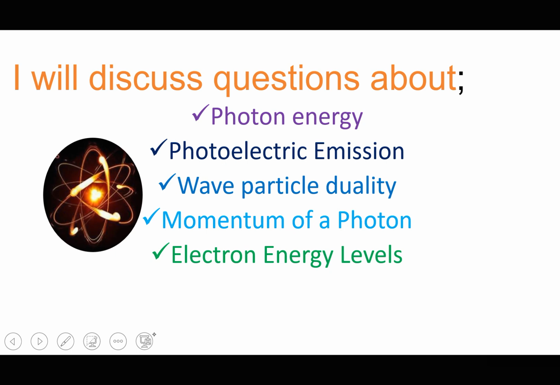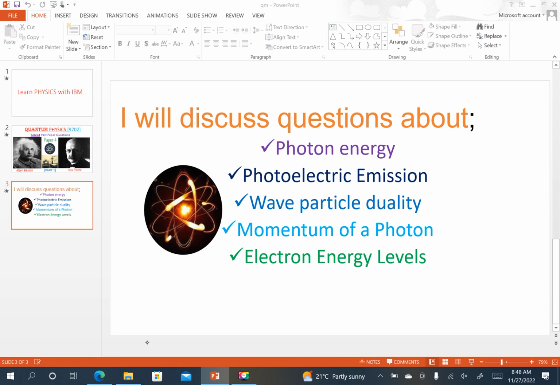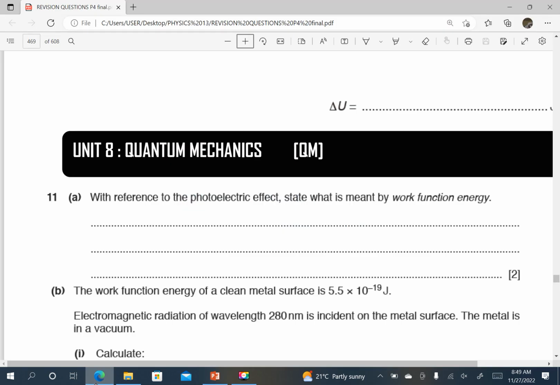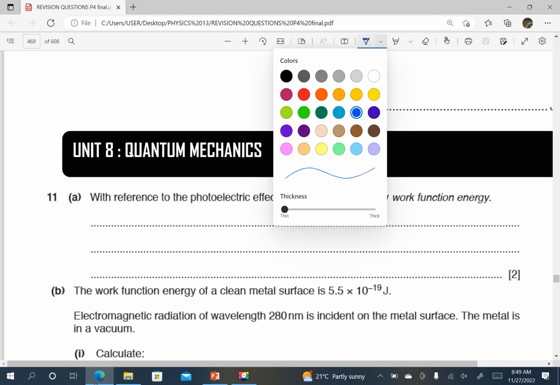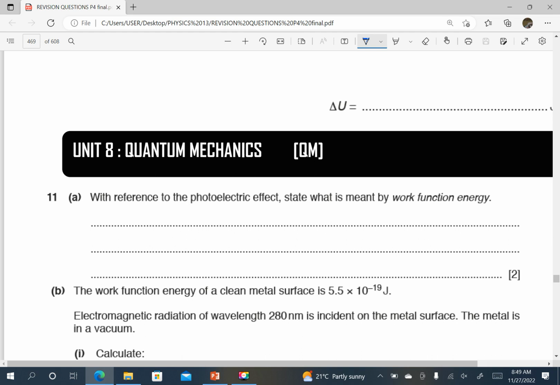Straight away, let's go to the past paper questions. Here we are on quantum physics. Quantum physics, you can call it quantum mechanics. So we have started the questions. Without wasting much time, let us start. So I will select my pen. Number 1. With reference to the photoelectric effect, state what is meant by work function. State what is meant by work function.